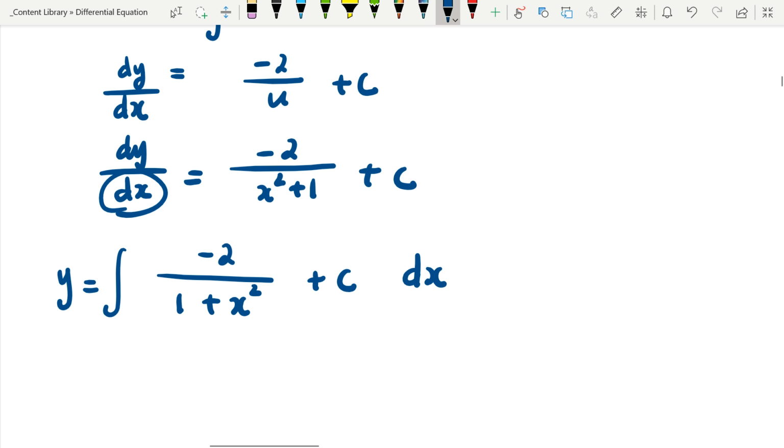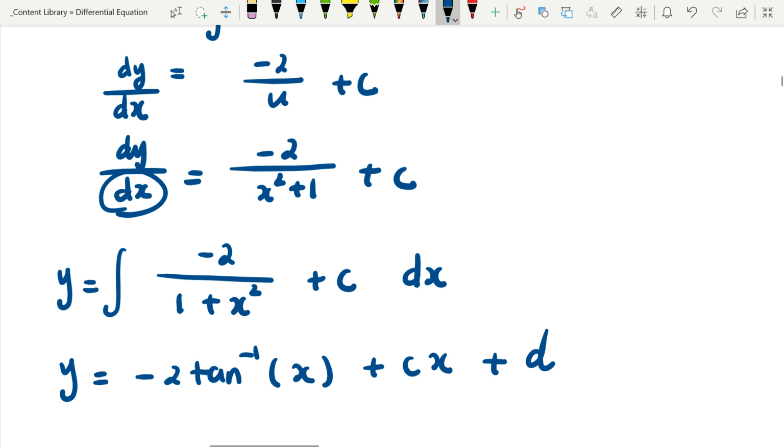So what's the antiderivative of that? Tan inverse. So 1 plus g(x) squared and g'(x), so it's minus 2 tan inverse of x plus cx plus d. Okay, so you have two variables in your equation, and c and d basically can be any value, unless they give you 2 points on the curve and you can solve for c and d. Otherwise, it can be a general solution. C and d can take any value here.